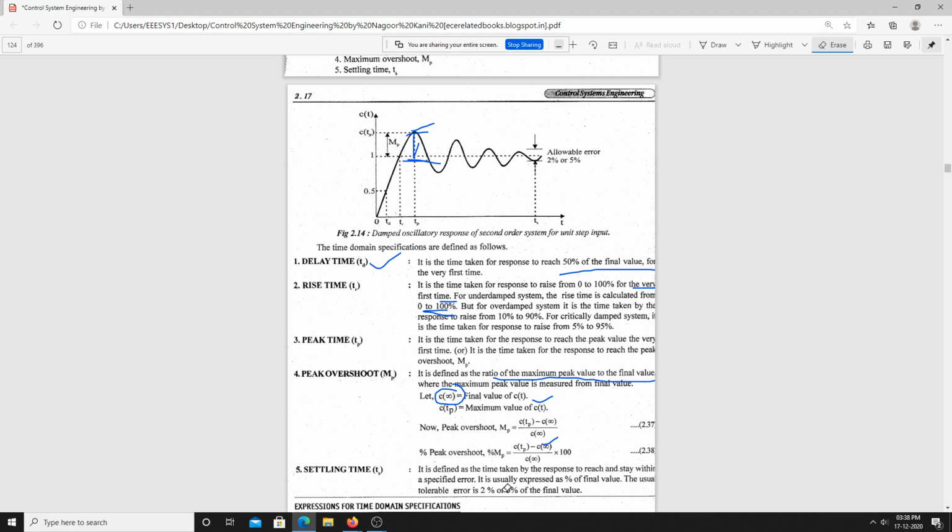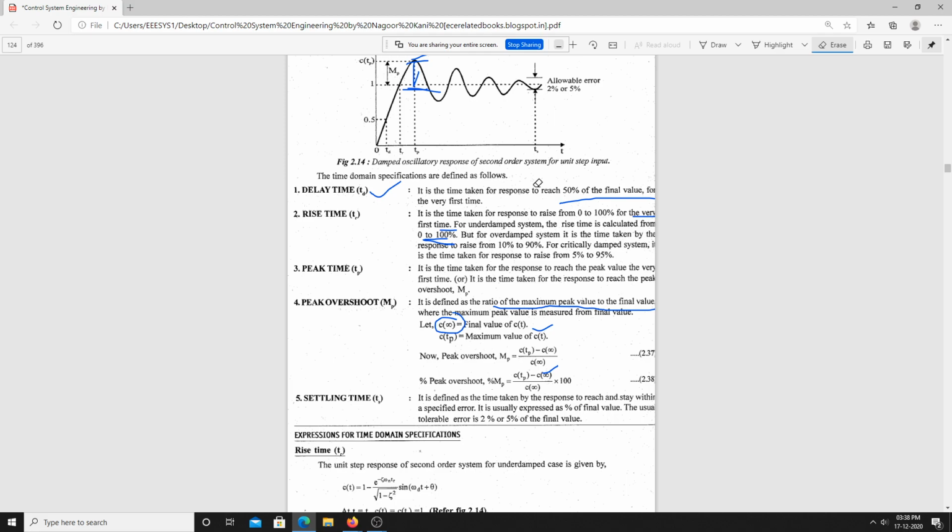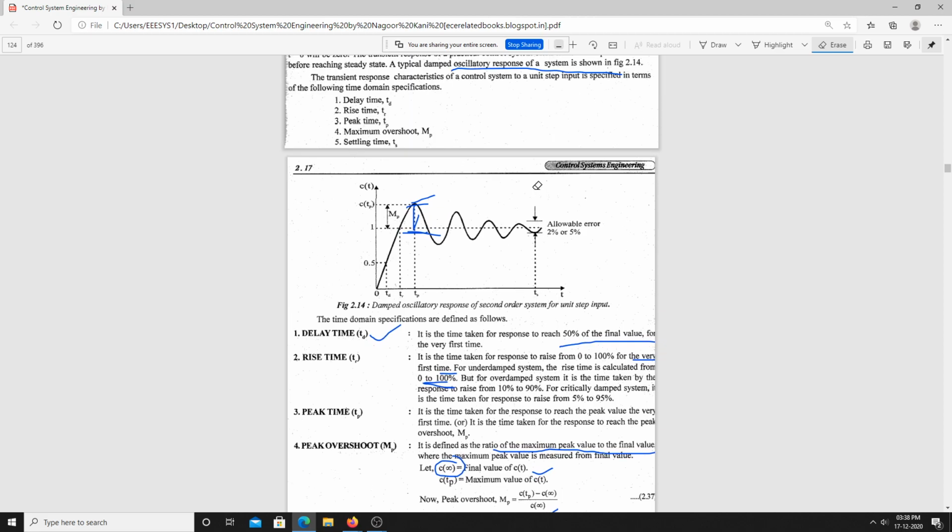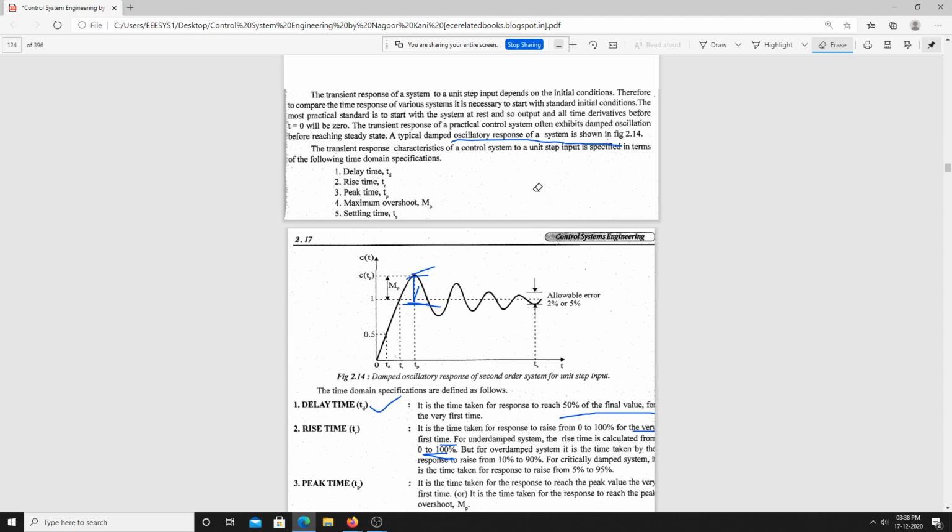It is usually expressed as a percentage of the final value. The usual tolerable error is 2% to 5% of the final value. That is the same thing I am talking about. So this is about the settling time. So these are the five time domain specifications we are supposed to discuss in this session. With these, we can find out the performance characteristics. Is it clear?